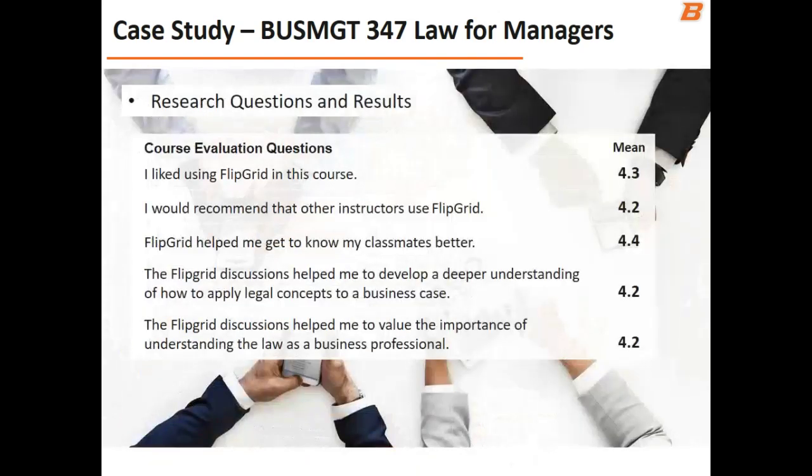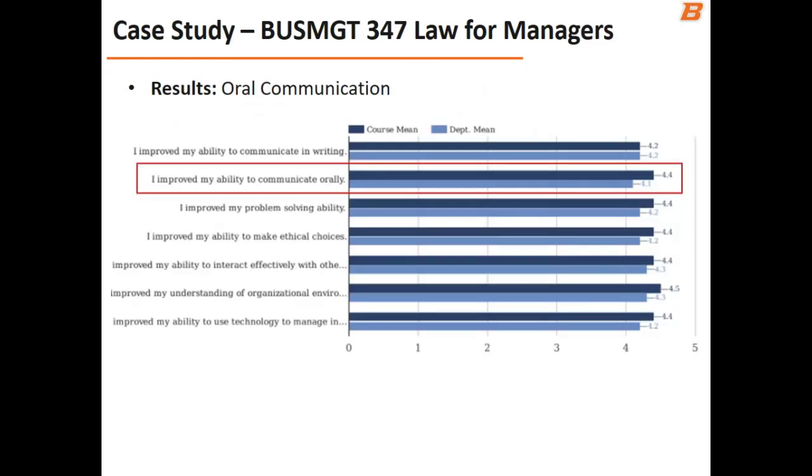And so we asked some research questions, which we included on the evaluation, like I liked using Flipgrid. There were pretty good results, especially considering the business management department mean, which we'll see here, is typically 4.2, 4.1, 4.2. The lower number is the department mean. So this course came out on top on everything relative to the department. What I found most interesting was that the biggest gap was in oral communication, which normally is one of the lowest scores for the department. And here, it's now one of the highest.